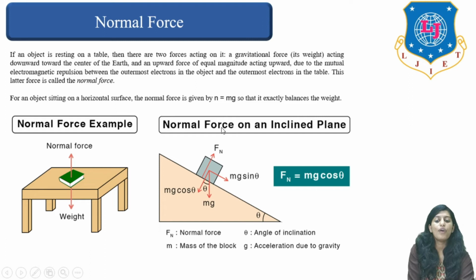Clear? So F of n, that is the normal force, will be balanced by mg cos theta, right? We need to apply F of n equal to mg cos theta, and only then will this block be at rest. Suppose this F of n is greater than mg cos theta, or this F of n is less than mg cos theta, then the block position will change. Clear? Forces will always act perpendicular to the object. Remember that, right? So it will have to change.